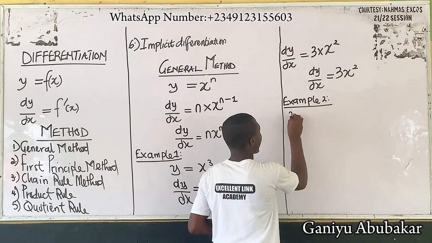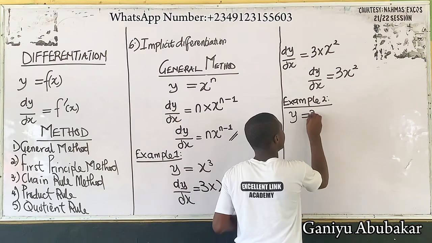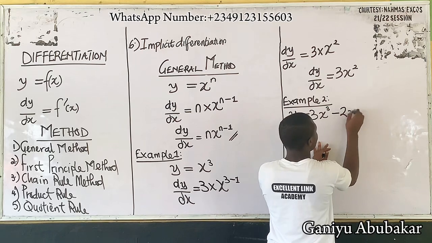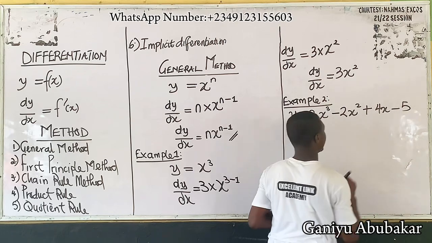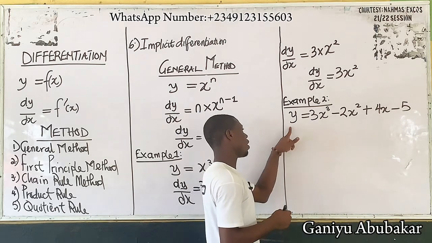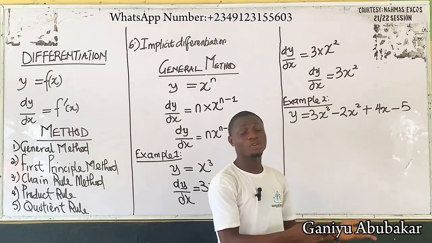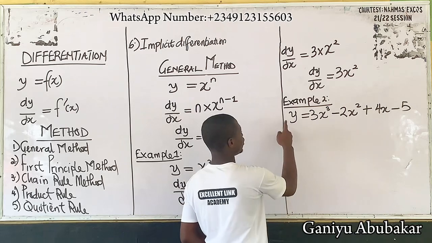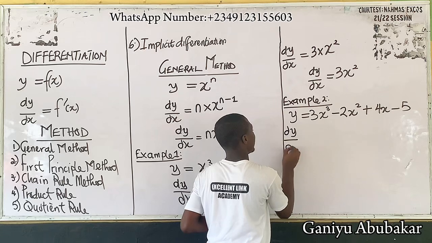Let's say I have that y is equal to, let's make it more complex now, 3x to the power 3 minus 2x squared plus 4x minus 5. Let's say I'm asked to find dy over dx. Basically, I'm seeing y and I'm seeing x, so I'm representing y with respect to x. That's the concept. That becomes dy over dx.